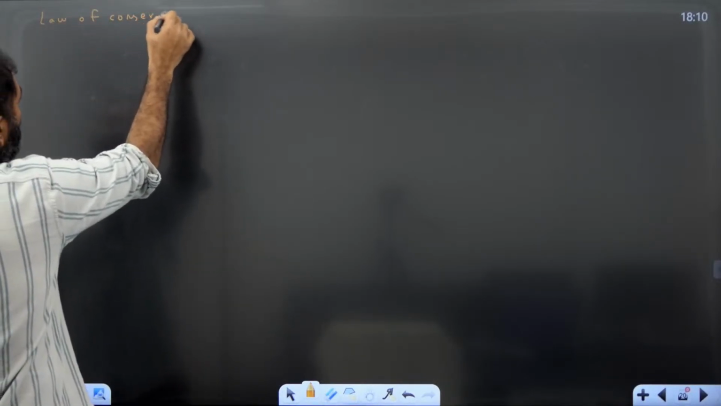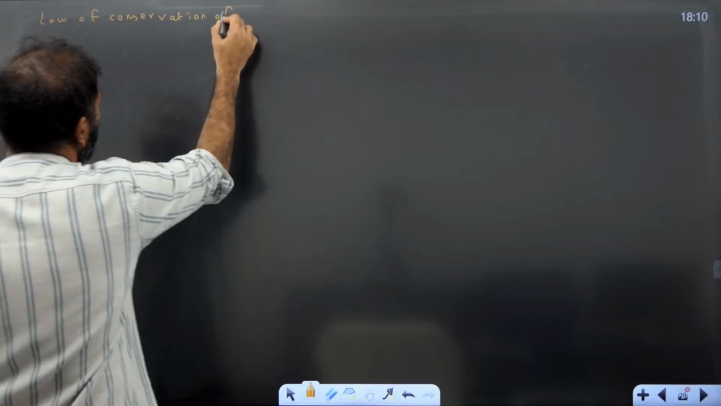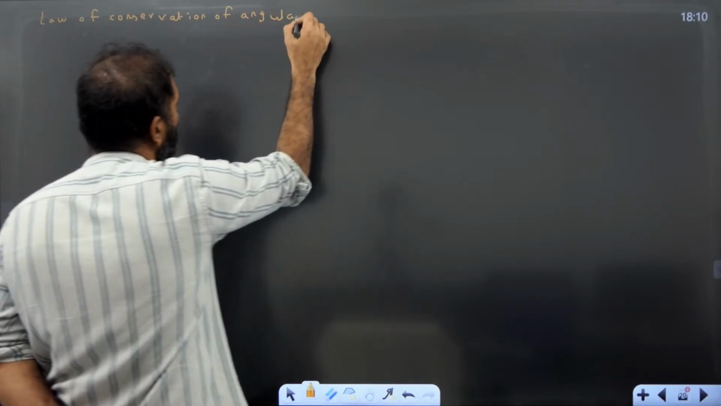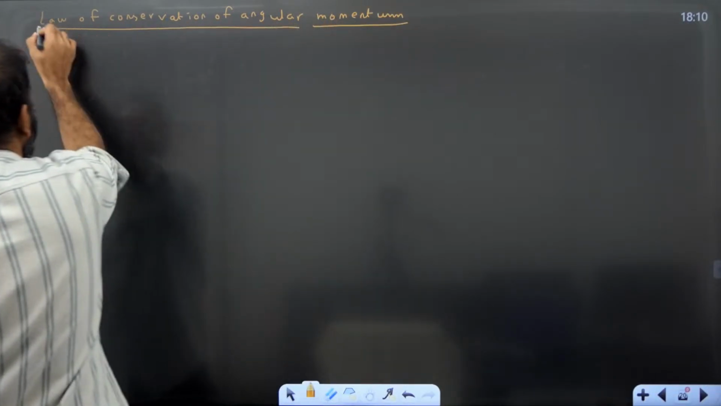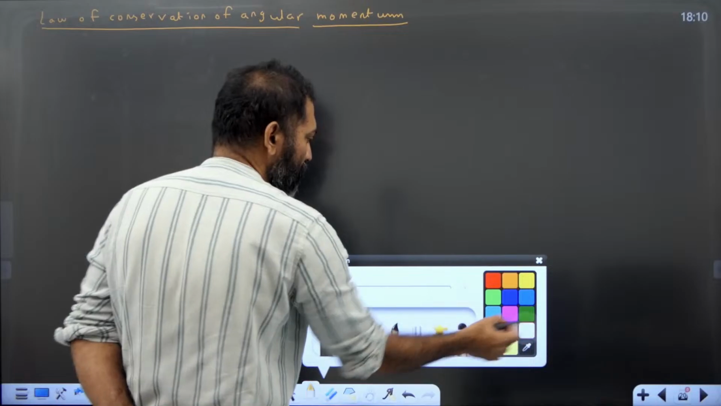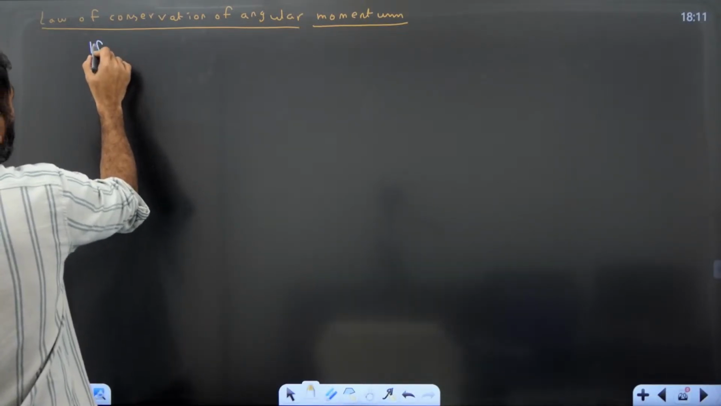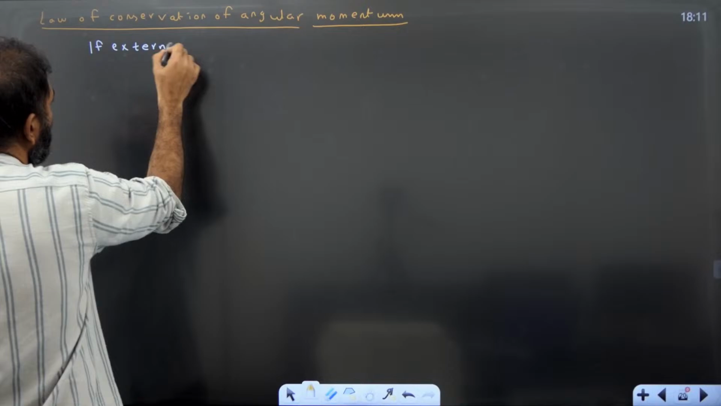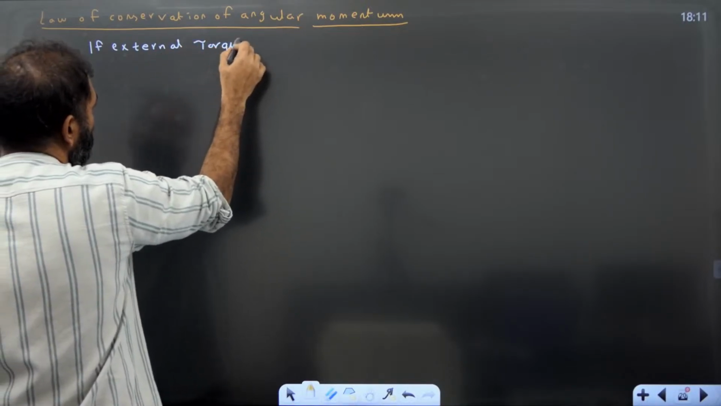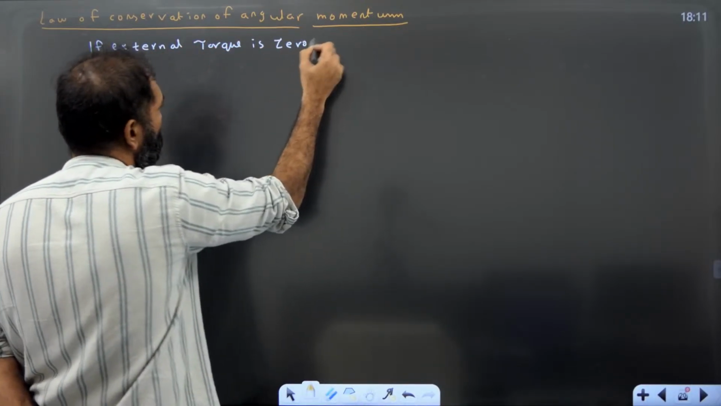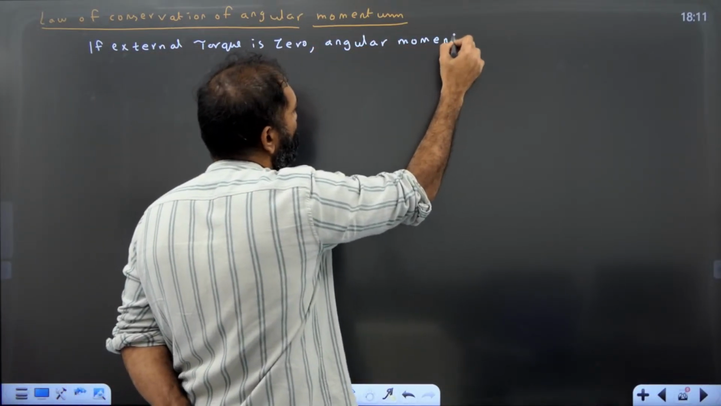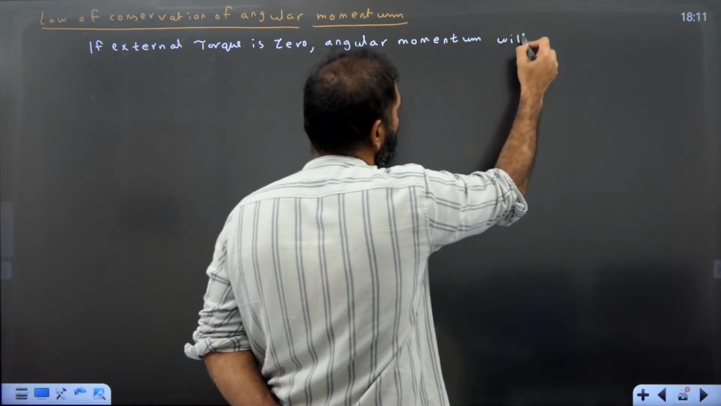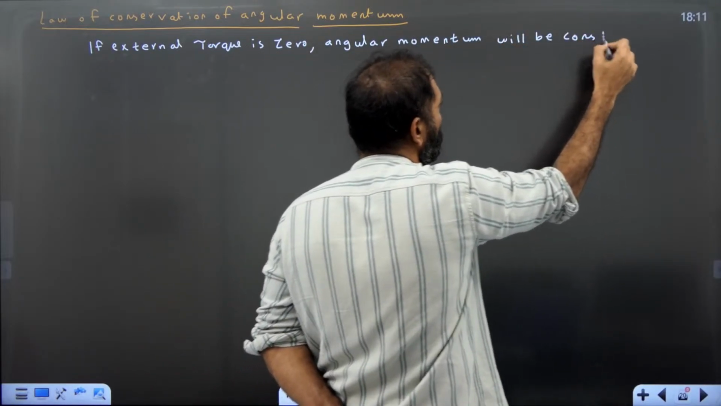Next, law of conservation of angular momentum. Law of conservation of angular momentum: what is that? If external torque is 0, angular momentum will be a constant.